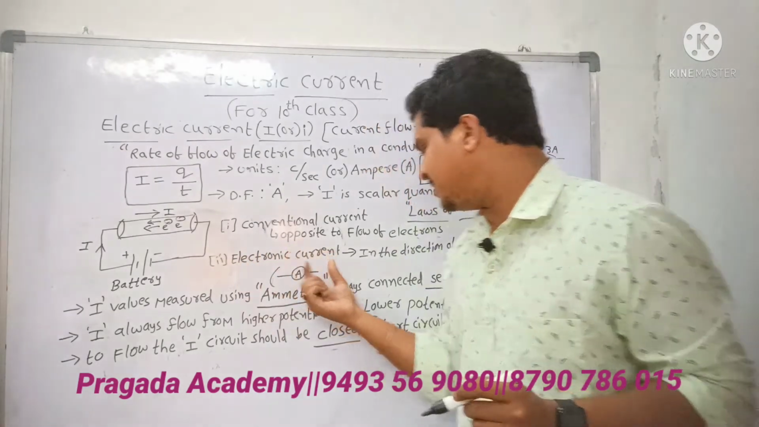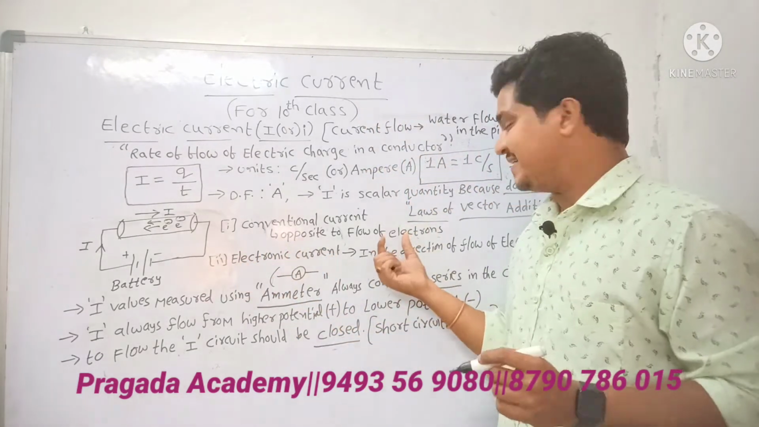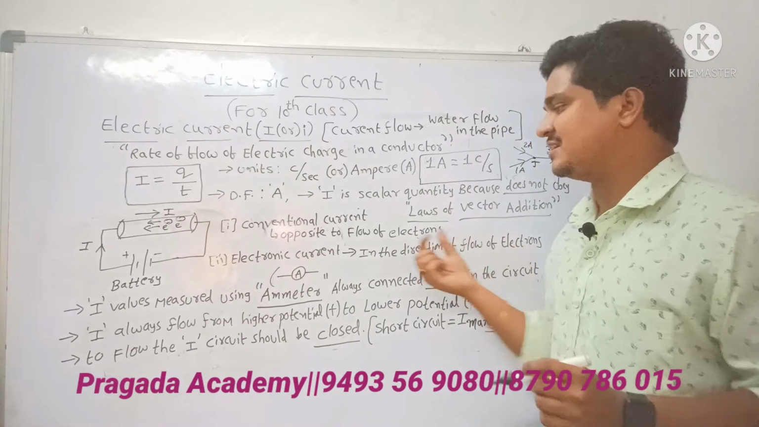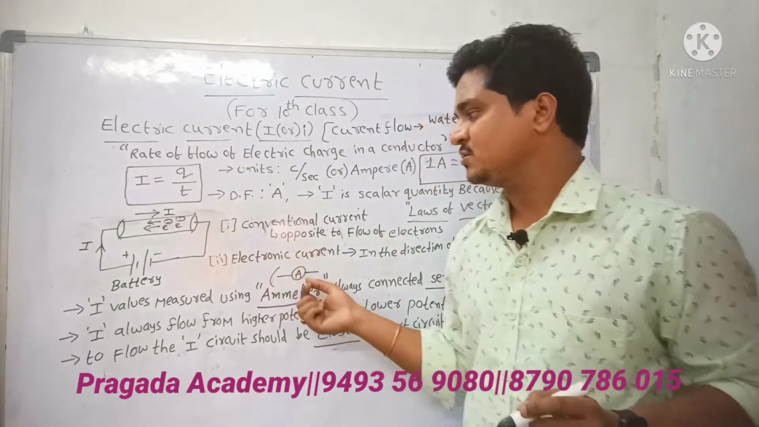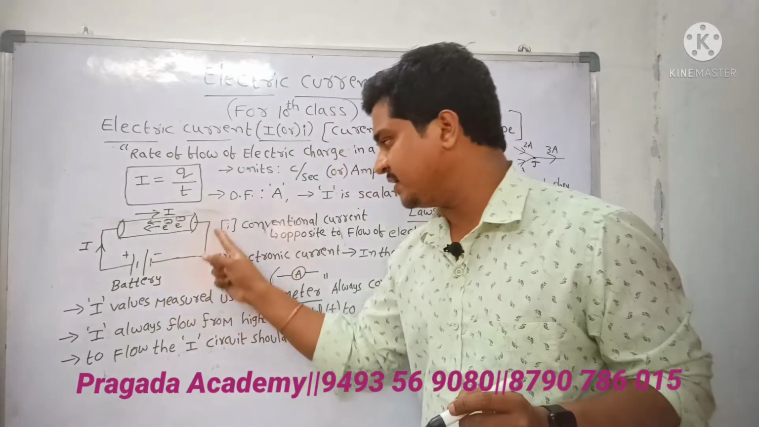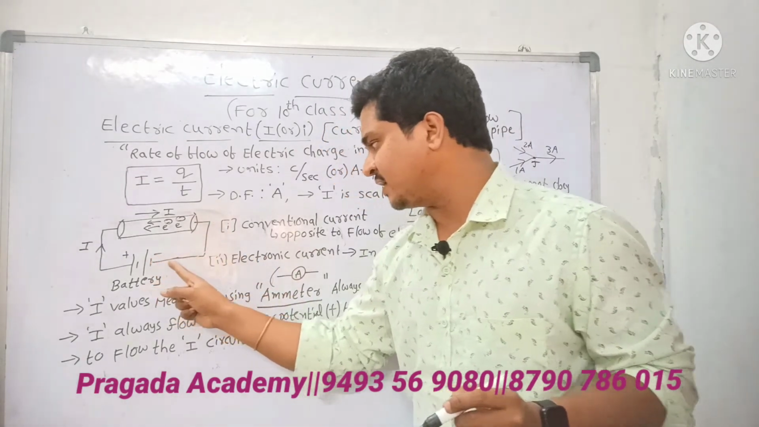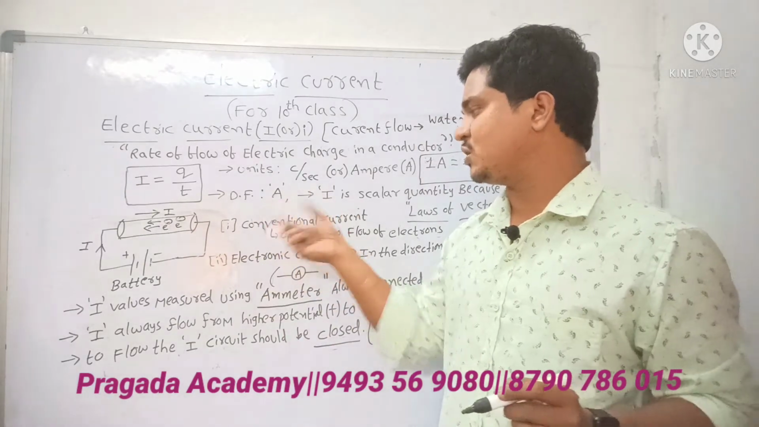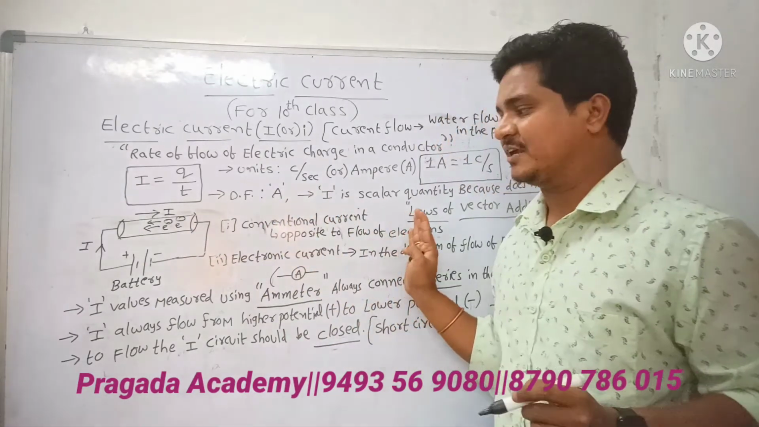Electronic current is nothing but the current which flows in the direction of electrons. So if the electrons are moving from here to here, then the electronic current is also moving from negative to positive. But conventional current is always opposite to the flow of electrons.